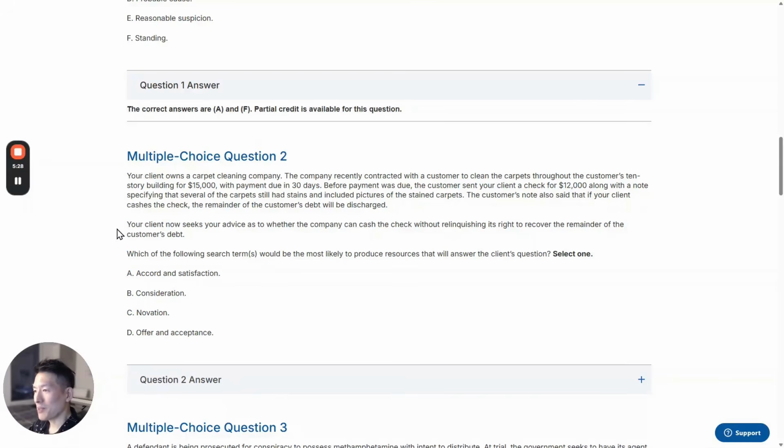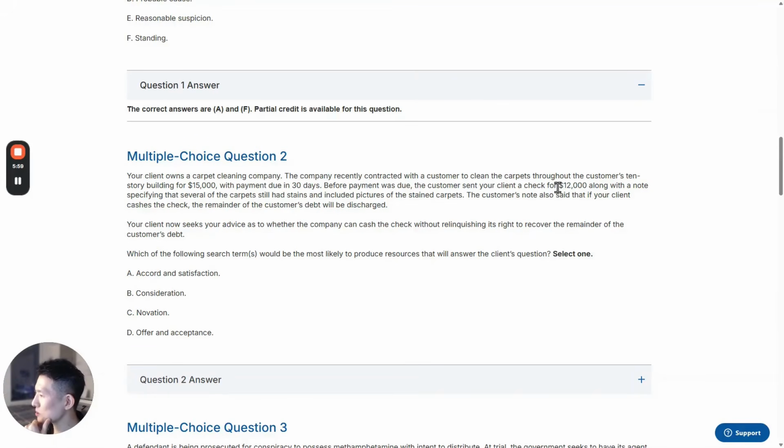But now your client wants your advice as to whether the company can cash the check without relinquishing its right to recover the remainder of the customer's debt. So this is another issue spotting type of question. Which of these search terms or issues would be most likely to produce resources that will answer the client's question? If you're doing some research, what terms are you going to look for? What is the issue here?